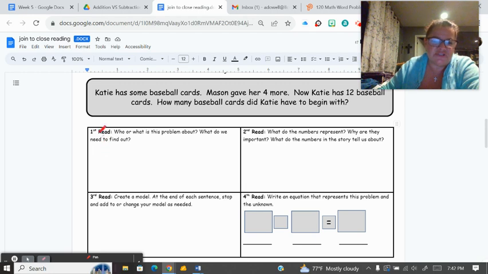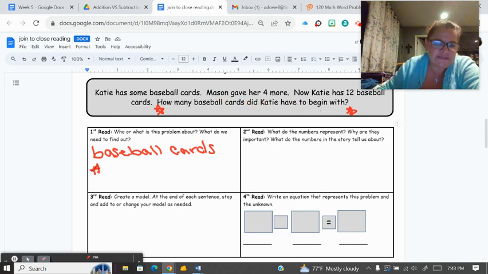All right, so did you decide who or what the problem was about? Let's look. Katie has some baseball cards. So we're talking about baseball cards. And then Mason gave her 4 more. Now Katie has 12 baseball cards. So that's what we're talking about. Now, what do we need to find out? That's my question right here. How many baseball cards did Katie have to begin with?